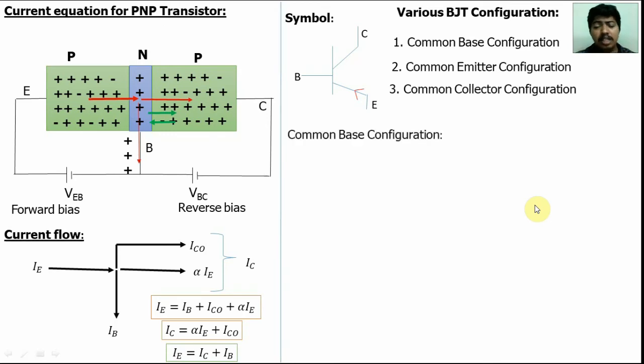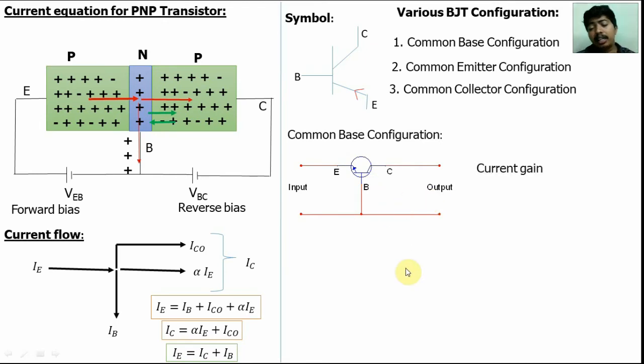Common base configuration means there are three terminals. The collector terminal is used as output. Output is taken at the collector terminal, and input is applied at the emitter terminal. Base is common for both emitter and collector. Only then is this configuration called common base configuration. This diagram is a common base configuration diagram because the collector is at the output side, the emitter is the input, and the base is common between input and output.